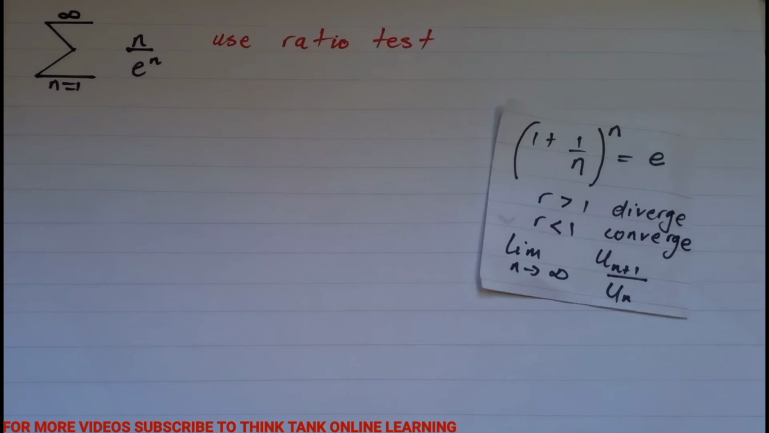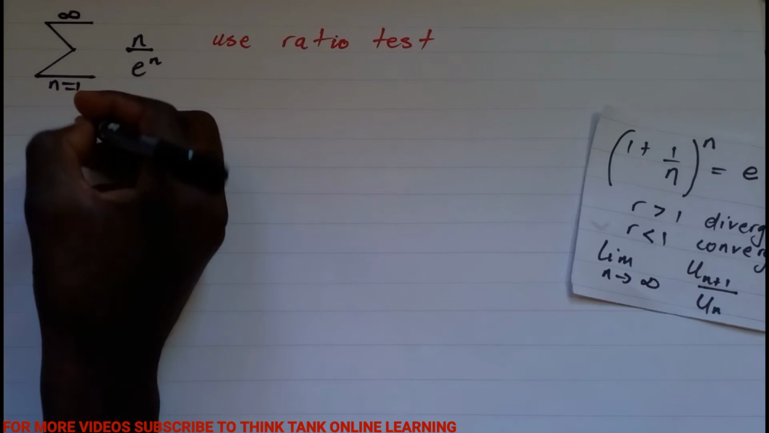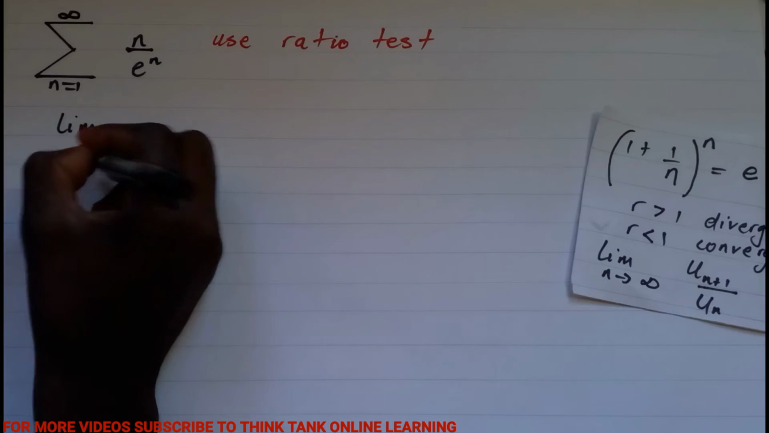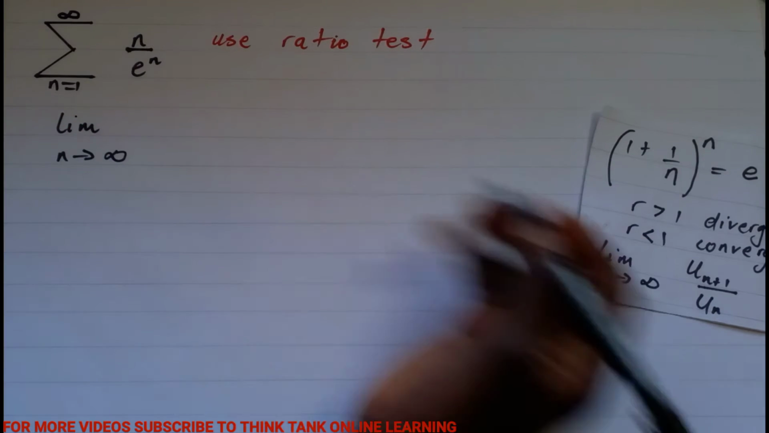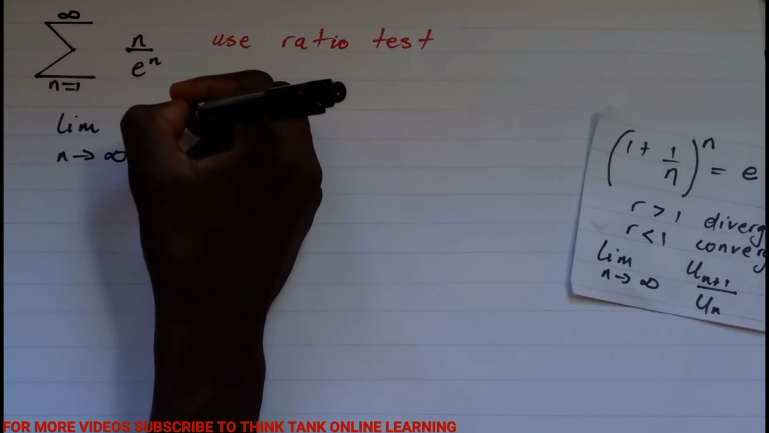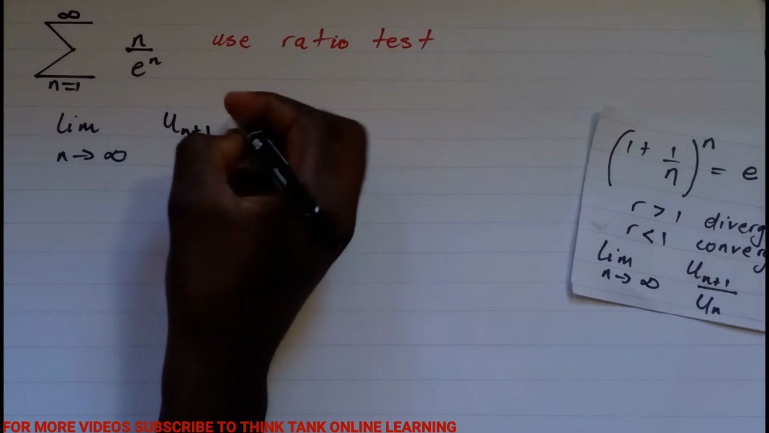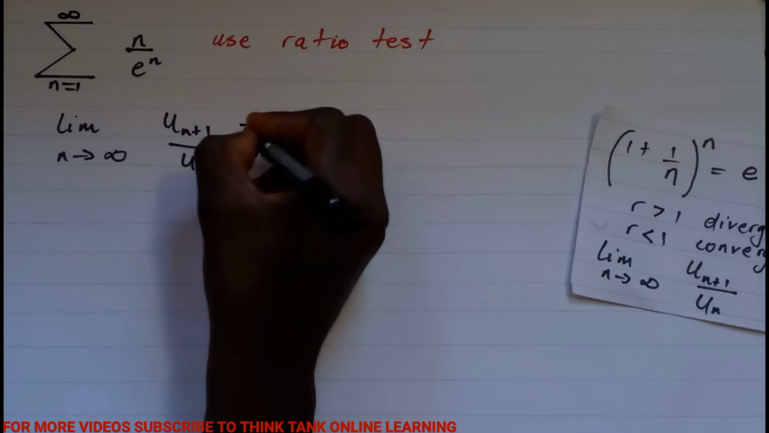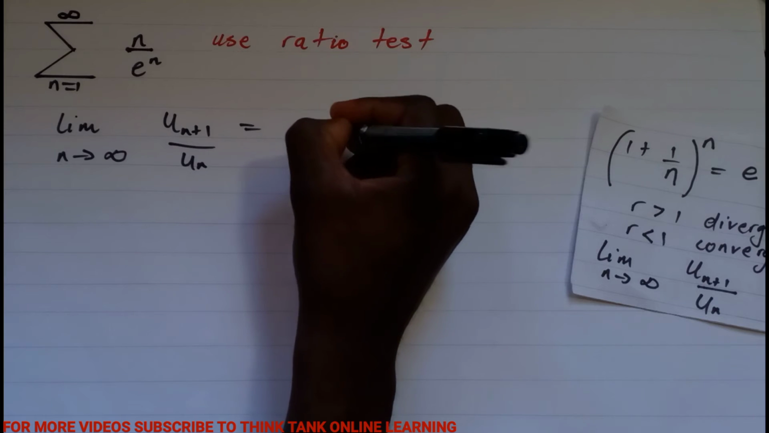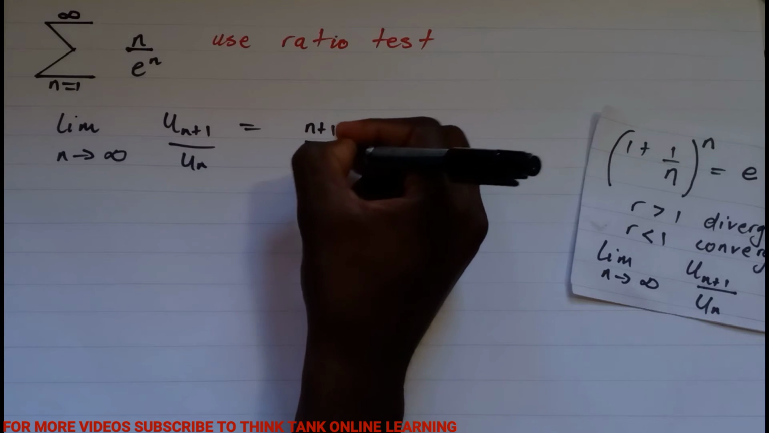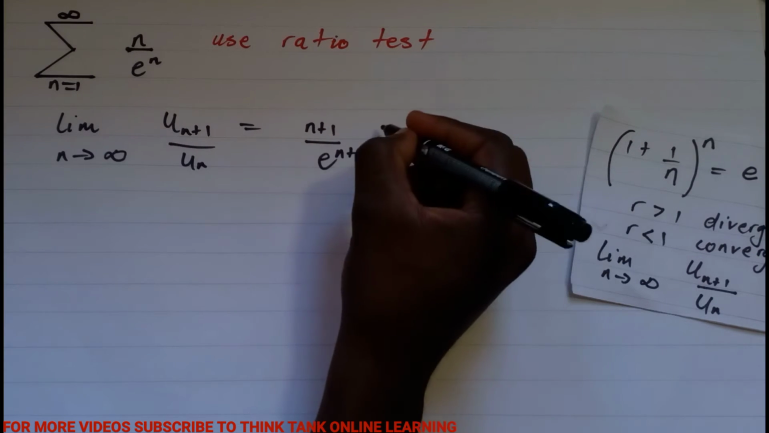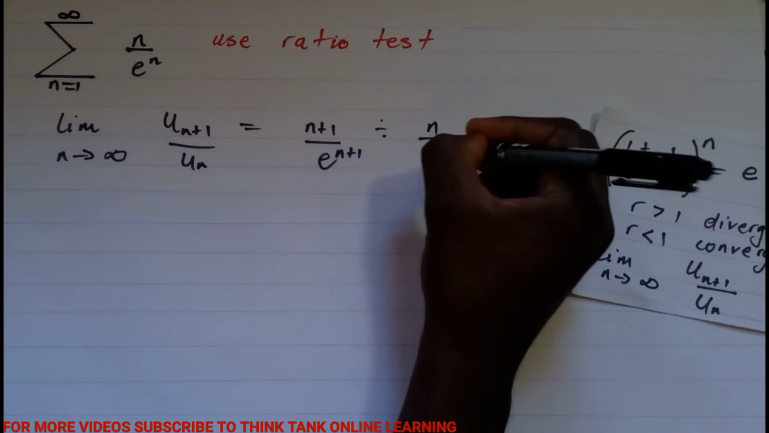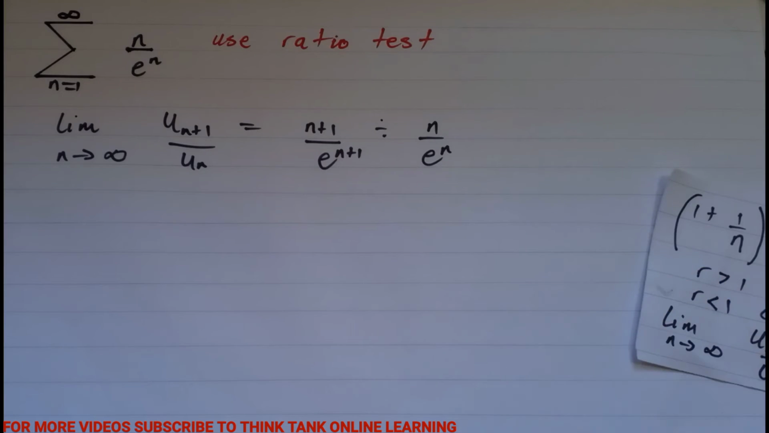we're going to say limit as n approaches infinity of u_(n+1) over u_n. So this is equal to (n plus 1) over e to the power n plus 1, divided by n over e to the power n.